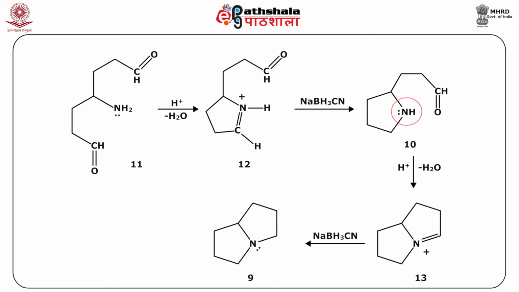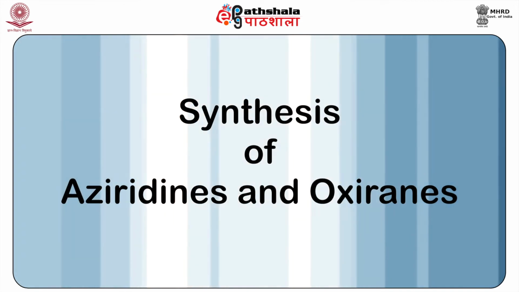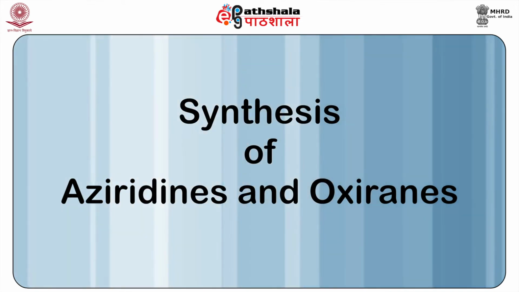The lone pair of the secondary amine then attacks the carbonyl carbon to form the iminium salt represented by the structure 13. This salt so formed is reduced with sodium cyanoborohydride to give the tertiary amine 9, which is the desired product. Synthesis of aziridines and oxiranes.